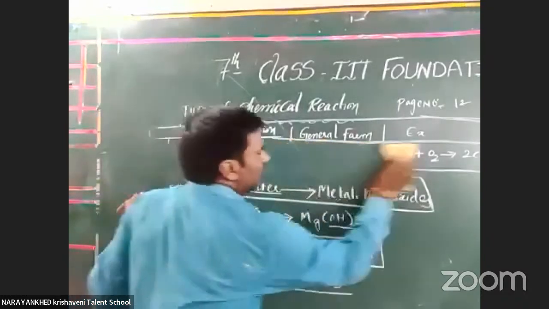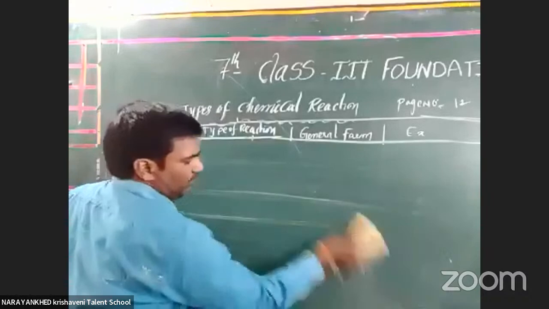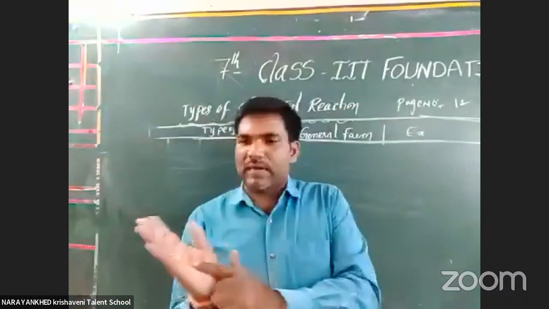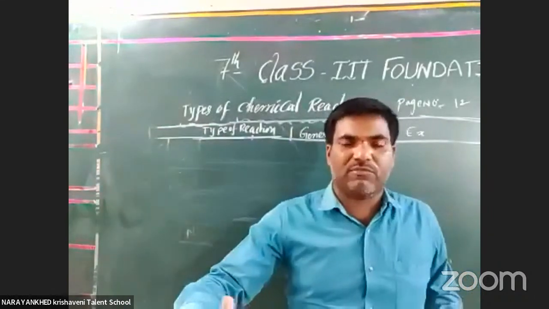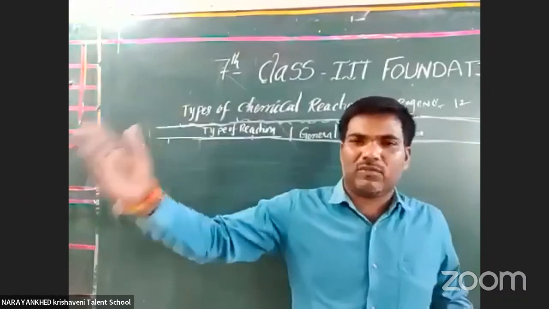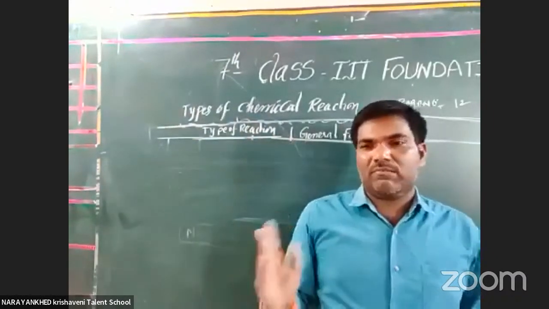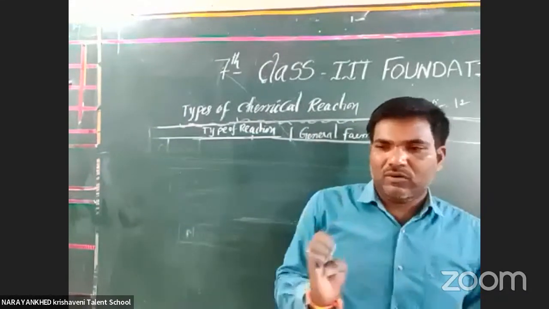Next we are going to one more type of reactions and some general forms. Every student must know: when a metal is combined with oxygen in a chemical combination, metal oxides are formed. Non-metals combined with oxygen form non-metal oxides. And when a metal and a non-metal are combined, a salt is formed. Okay, clear or not?